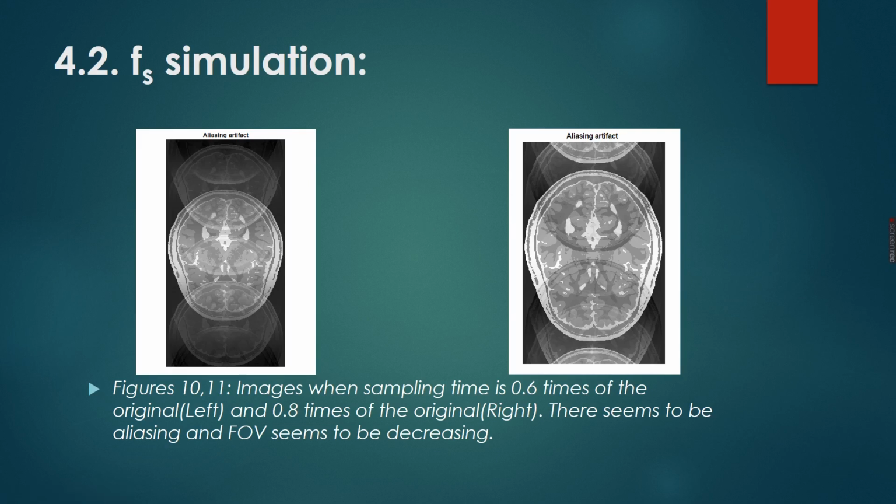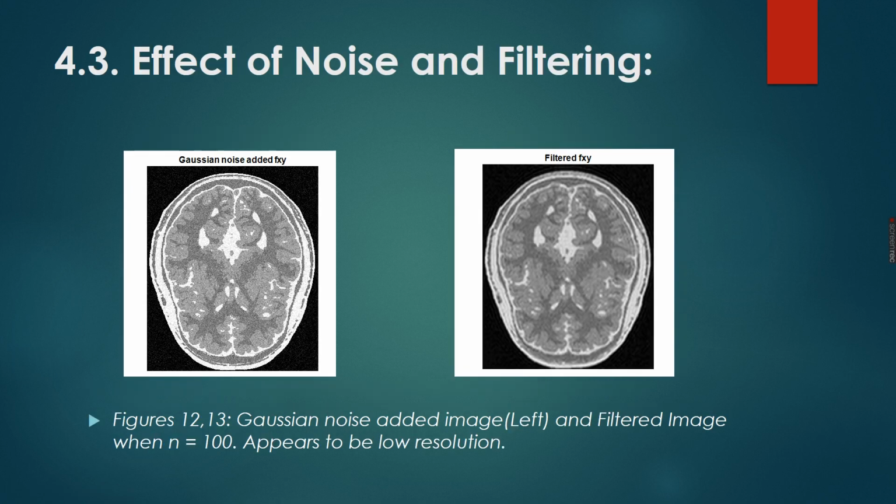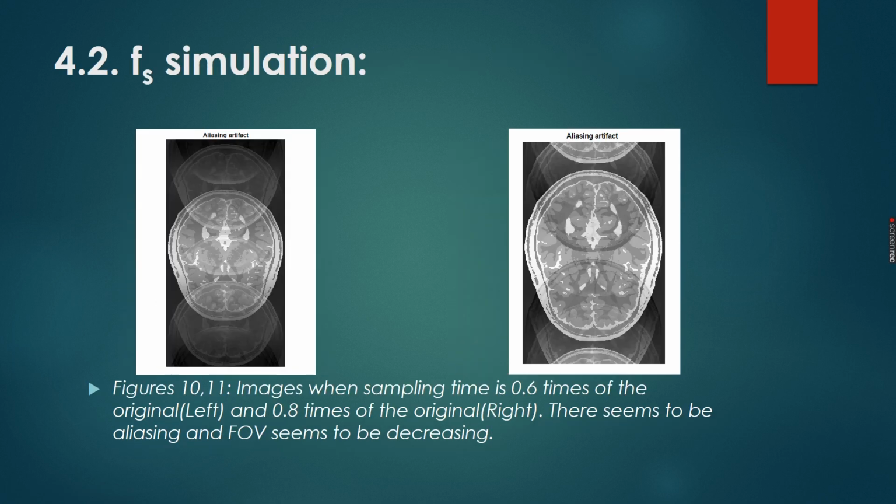Next, we have our FS simulation. On the left, we have images when sampling time is 0.6 times the original, which is 0.6 times FS. And on the right, we have 0.8 times the FS. You can see that it creates an aliasing effect, and it's more severe on the right. It also affects the field of view and the full width half maximum, or the resolution of the image.